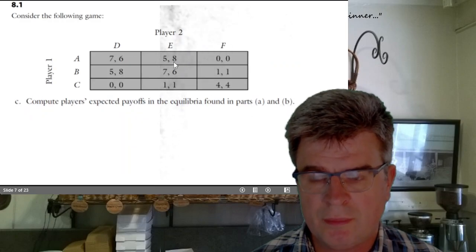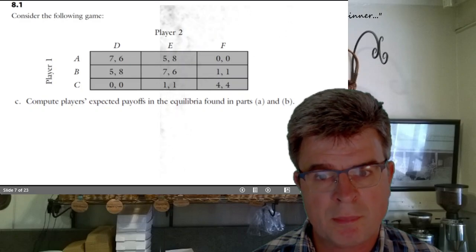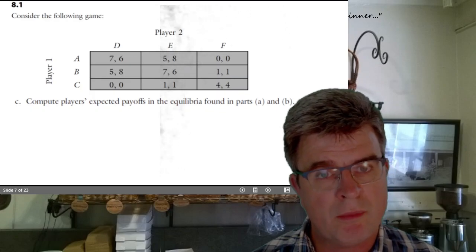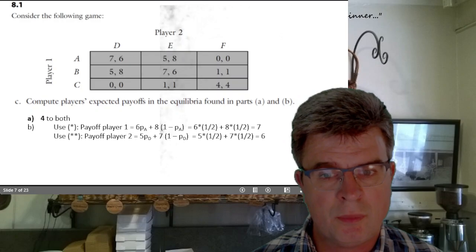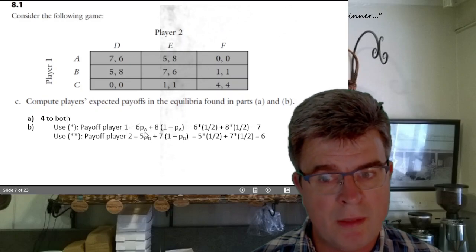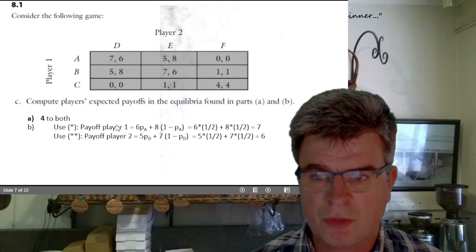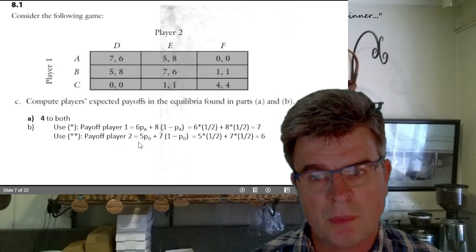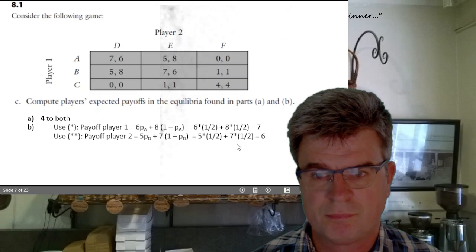And then we have question C. We need to compute the players' expected payoffs in the equilibria found in parts A and B. Well, we already know that the payoff in the pure strategy Nash equilibrium in question A is equal to 4. And in question B, we just plug the equilibrium values of PA and PD into the expected payoff function. We observe that the expected payoff of player 1 is equal to 7, and the expected payoff to player 2 is equal to 6. And that completes question C.